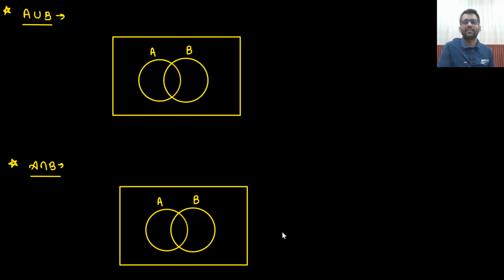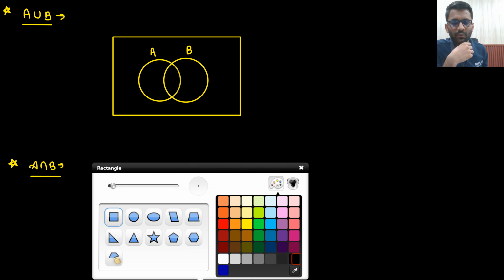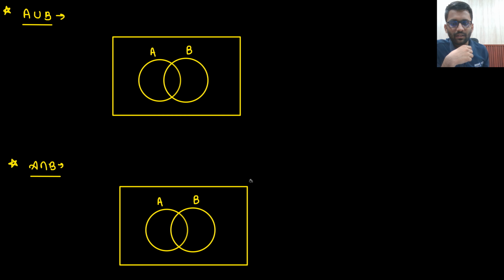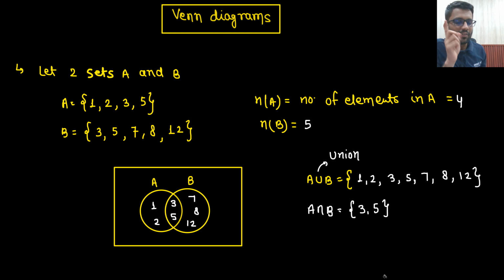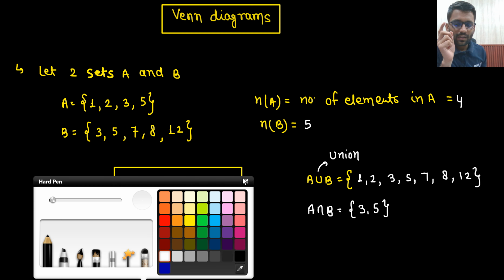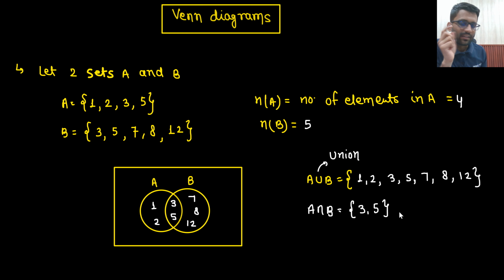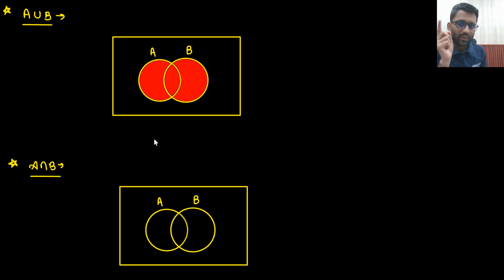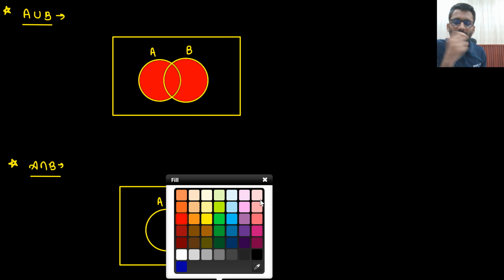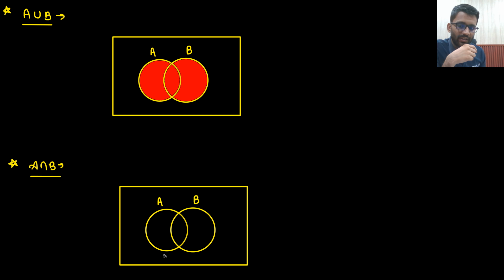Let's draw some Venn diagrams. If I am saying A union B, what does that mean? All the numbers, and everyone will come one time only. It's not that you will write 3 and 5 twice here. No, only one time. And if I am saying A intersection B, that means only the common part. This is the A intersection B.